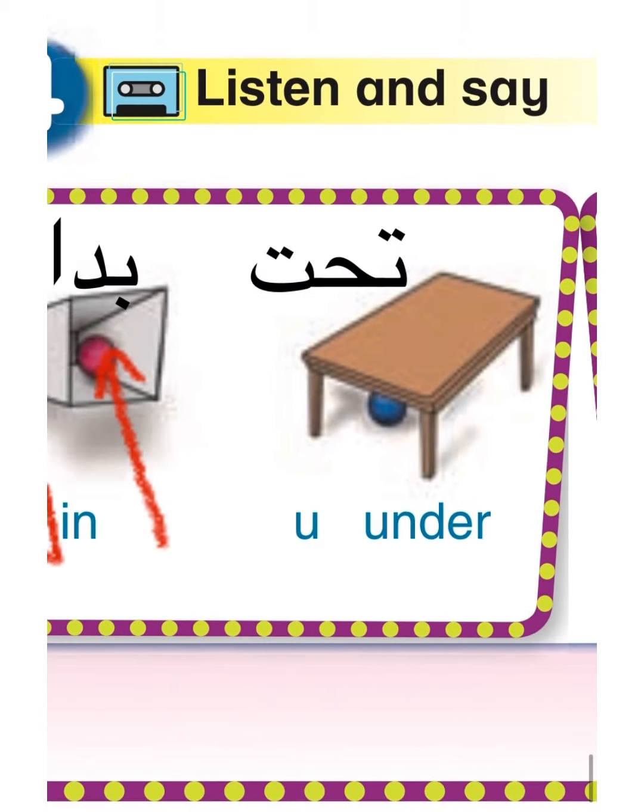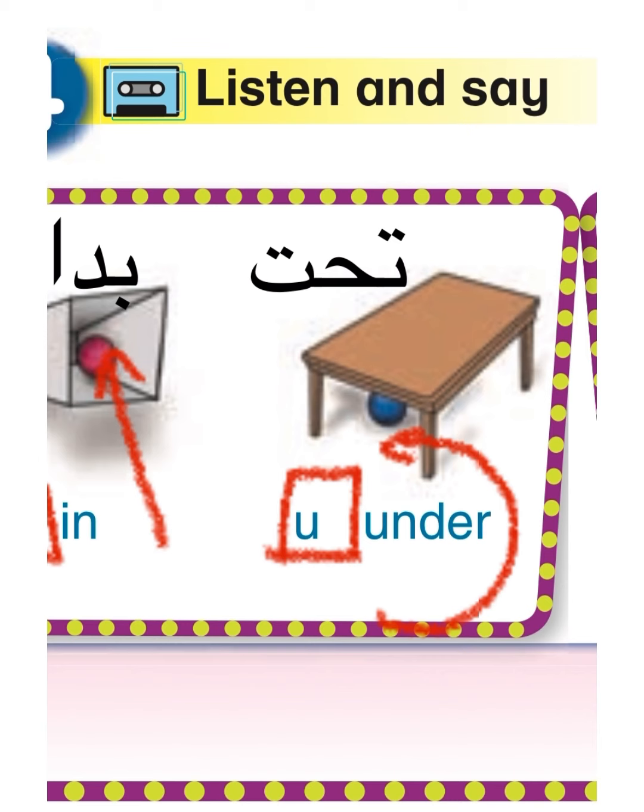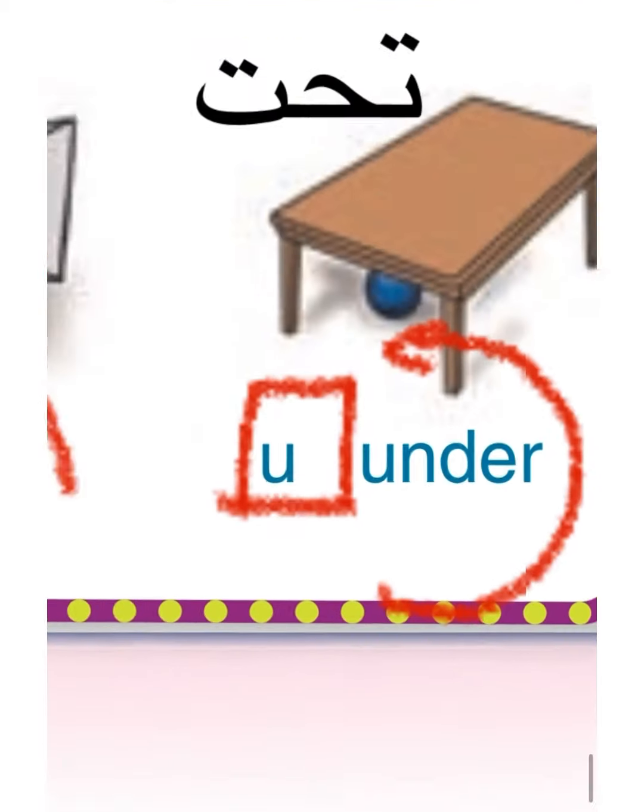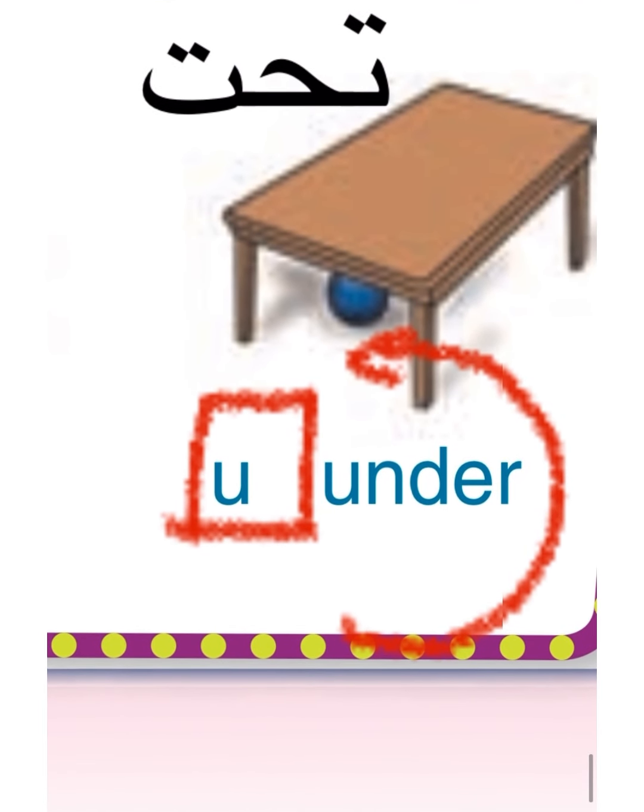Okay. Here we have the letter... Yes, Sidra. U. Excellent. This is the letter U. U is for under. The ball is under the table. Under means تحت. IN means بداخل. Under means تحت. This is the letter U.